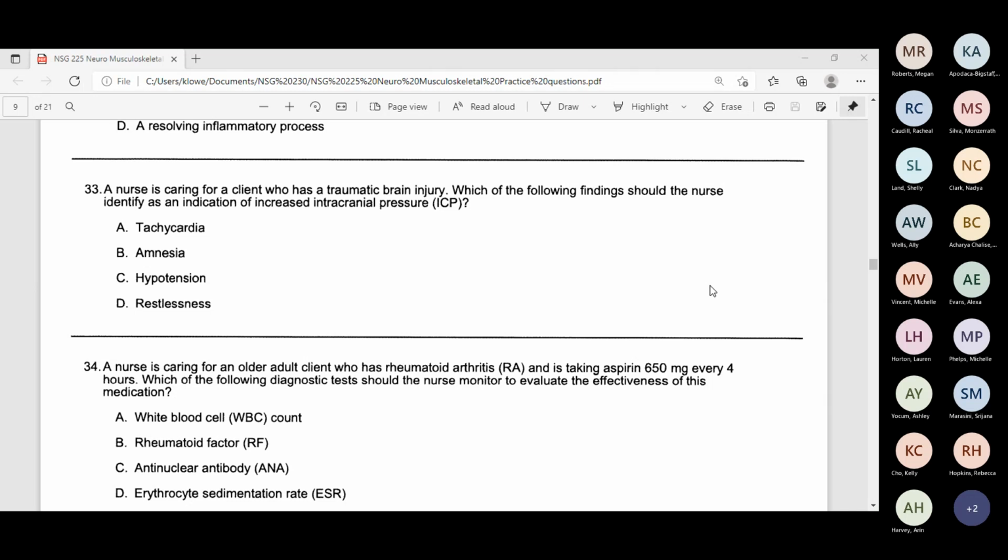Nurse is caring for a client who has a traumatic brain injury. Which of the following findings should the nurse identify as an indication of increased intracranial pressure? Restlessness. Yes, restlessness. Right. So increased intracranial pressure, we would be seeing bradycardia, hypertension. So we would see restlessness.